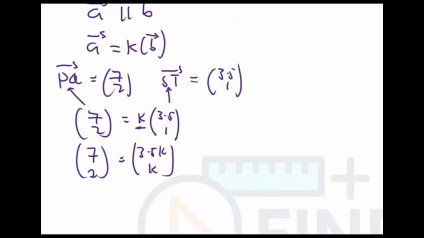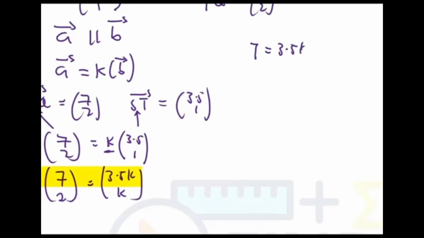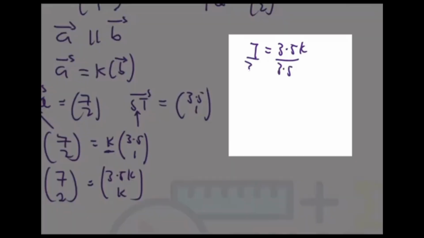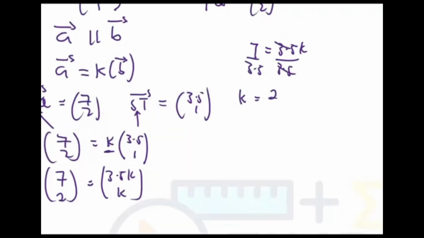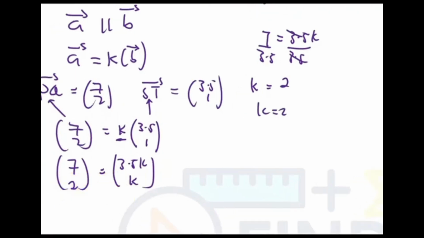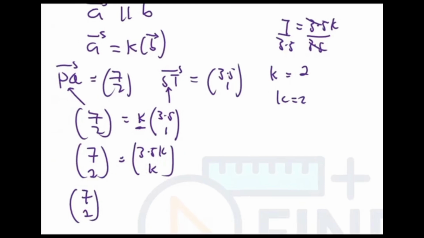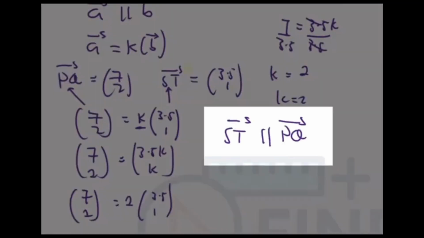Now, equal vectors, it means that we can equate the horizontal components. So we can say 7 is equal to 3.5K. We divide this by 3.5. How many 3.5 are in 7? That is 2. Similarly, we can also see that for the vertical component, K is equal to 2. That means that 7, 2, which represents vector PQ, is twice vector ST, which is 3.5, 1. Since we have shown one is a scalar multiple of the other, this means that vector ST is parallel to vector PQ. Thank you for joining me.